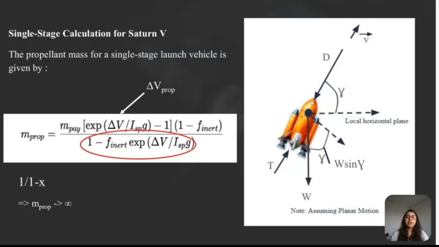Before we put in a lot of numbers, let's just look at what happens downstairs. This is the denominator. Whenever you have 1 minus x over something, you have to be careful that x never becomes 1, because then you would have 1 over 0, which would imply you would need an infinite amount of propellant. So if we are using a formula like this, we should ensure this number downstairs is not 0. We should also ensure it's not negative, because in some cases negative is even worse. There's no such thing as negative propellant.